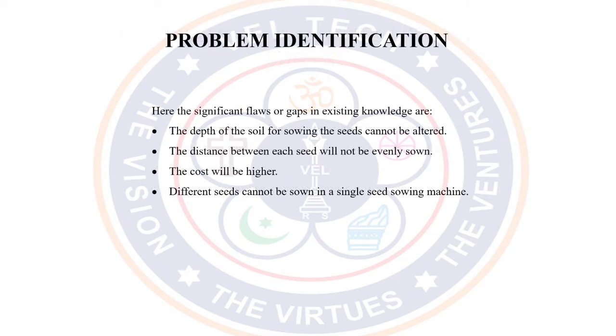Problem identification. Here the significant flaws or gaps in existing knowledge are: 1. The depth of the soil for sowing the seeds cannot be altered. 2. The distance between each seed will not be evenly sown. 3. The cost will be higher. 4. Different seeds cannot be sown in a single seed sowing machine.